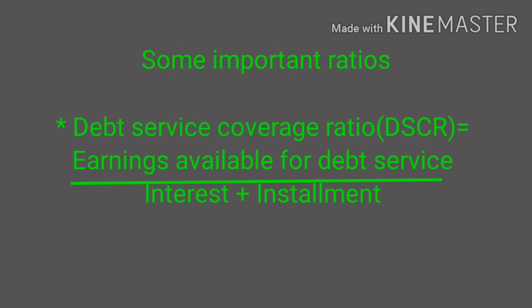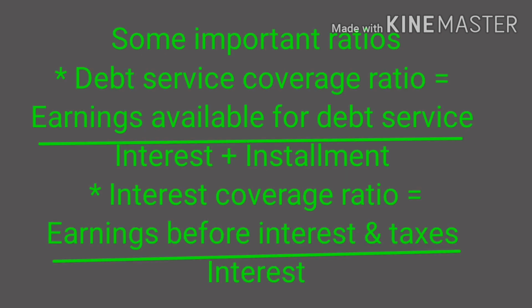Debt service coverage ratio gives an idea of the firm's ability to pay off current interest and installments. It is a coverage ratio. It gives you how many times the amount available covers the interest and installments. The formula for finding debt service coverage ratio is earnings available for debt service divided by interest plus installments, or the EMI. Interest coverage ratio is equal to earnings before interest and taxes divided by interest.